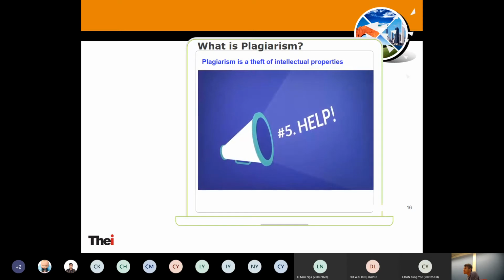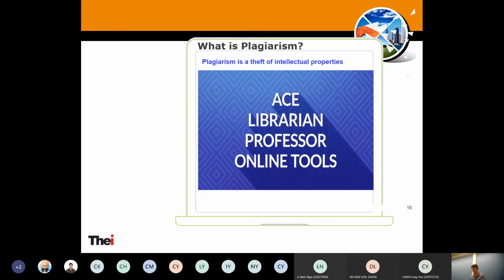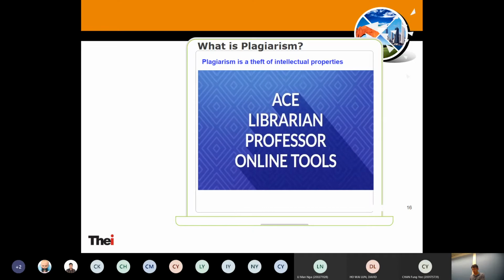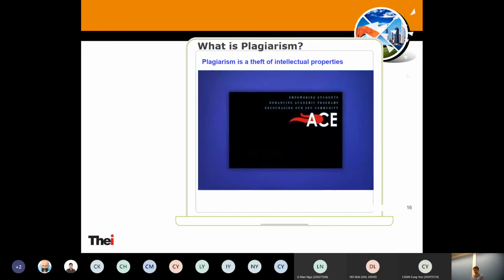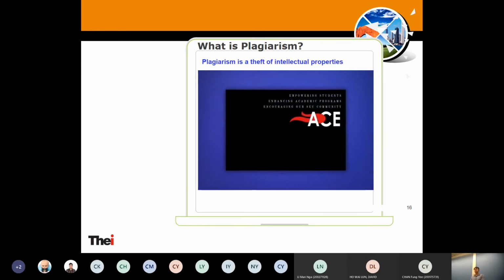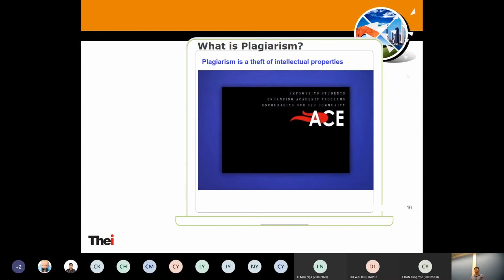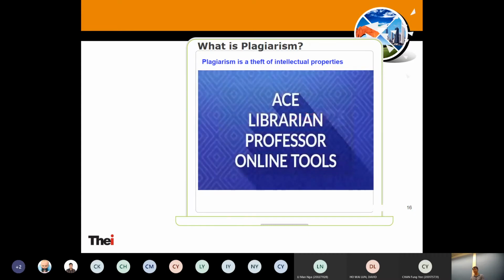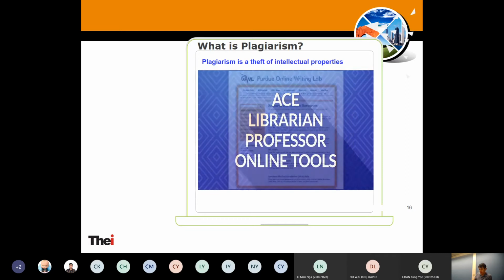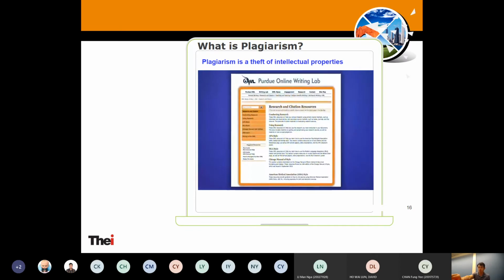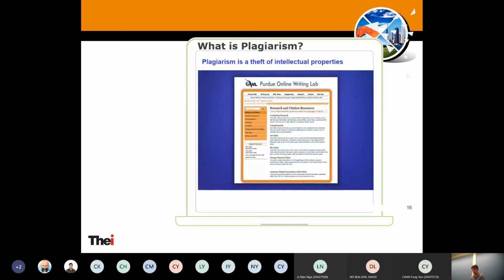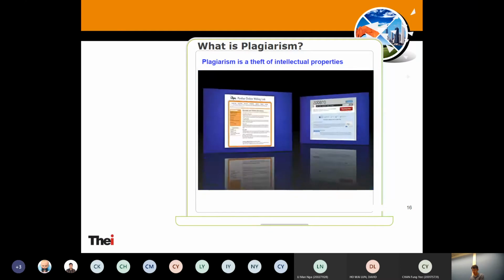Number 5, ask for help. If you're just not sure when and how to cite your information, ask for help. There are several options available to you to get help with your citations. If you're on campus, you can visit ACE. ACE is Southeastern's Academic Center for Enrichment. You can also ask a librarian such as myself, and you can even use online tools such as Purdue OWL's website, which offers resources for both MLA and APA.